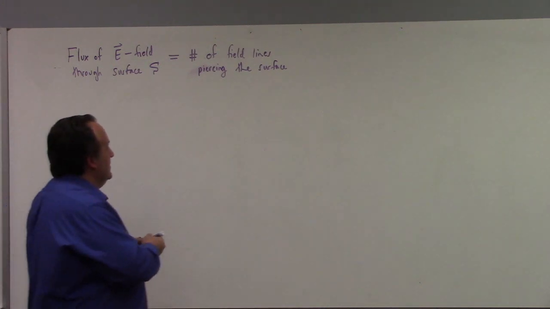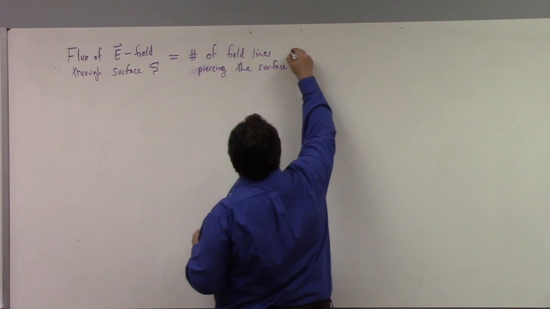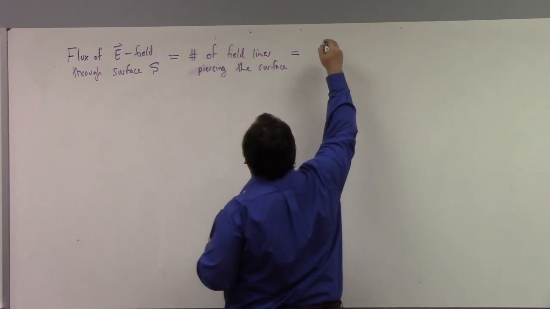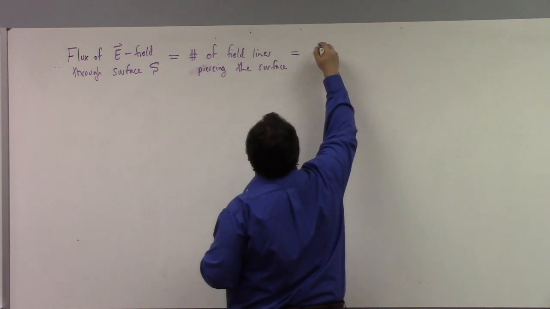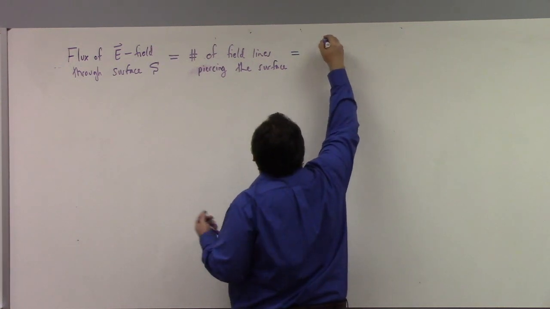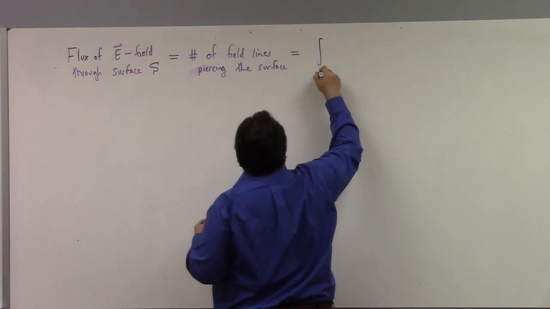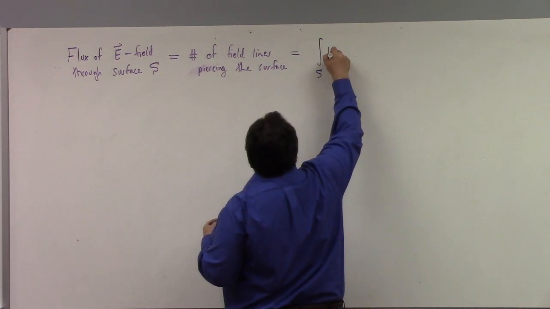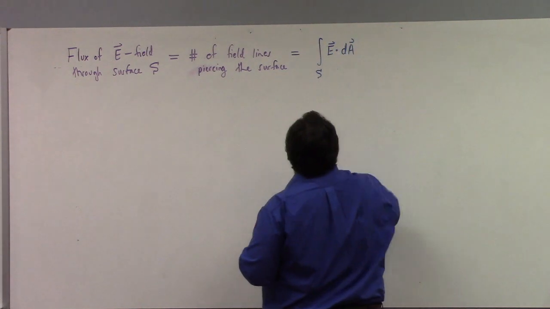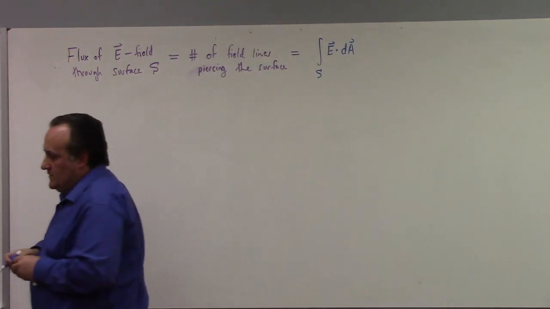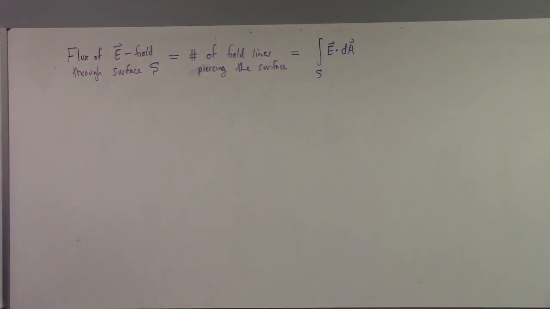And so what we're going to say is, well, I need calculus here is what I need. So it's the integral over the surface of the electric field dotted with dA. This is the so-called surface integral of the vector field E, the flux of E. It counts the number of field lines that go through the surface S.